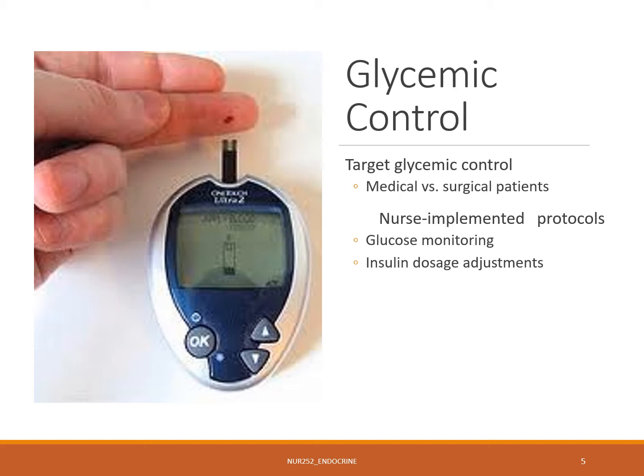The American Diabetes Association recommends that glucose levels be controlled as close to 110 milligrams per deciliter as possible, and that levels should always be under 180 milligrams per deciliter. Management of hyperglycemia is attained through the use of protocols. These nurse-implemented protocols include frequent glucose monitoring and insulin dosage adjustments based on those levels. Frequent blood sugar monitoring is intended to ensure the appropriate insulin dosage and to minimize the incidence of hypoglycemia.